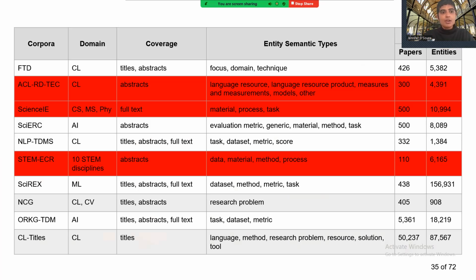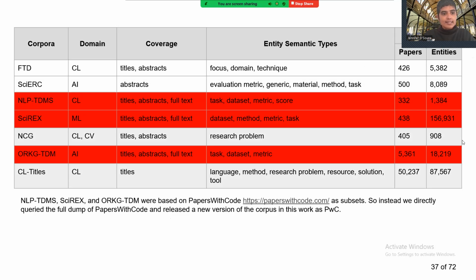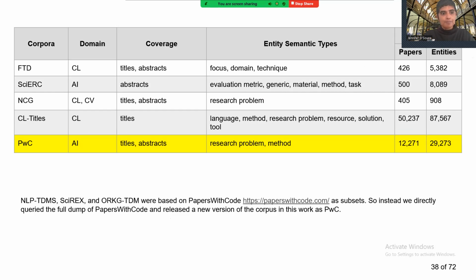As a first step, all the corpora that did not satisfy the contribution-centric NER objective or which were not restricted to the computer science domain were eliminated. In a second step, NLP-TDMS, CIREX, and ORKG-TDM were based on papers with code as subsets. So instead, we directly queried the full dump of papers with code and released a new version of the corpus in this work as PWC.